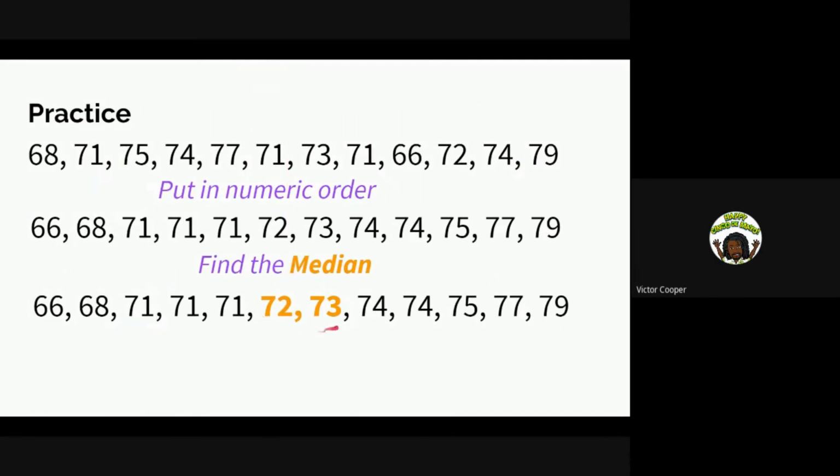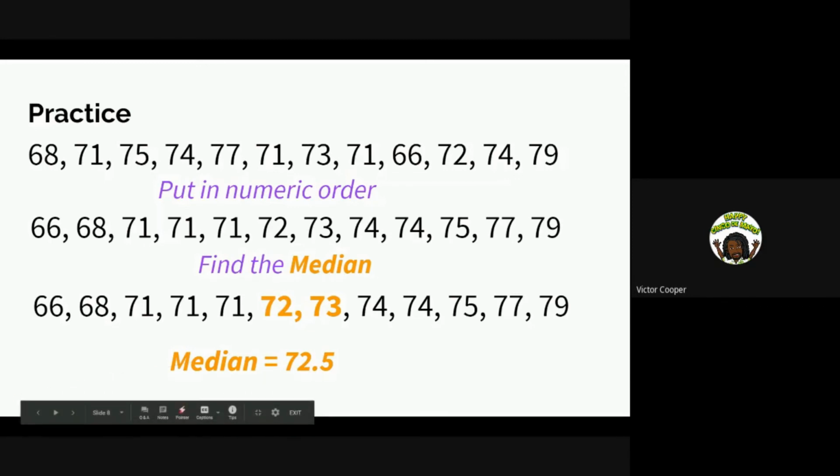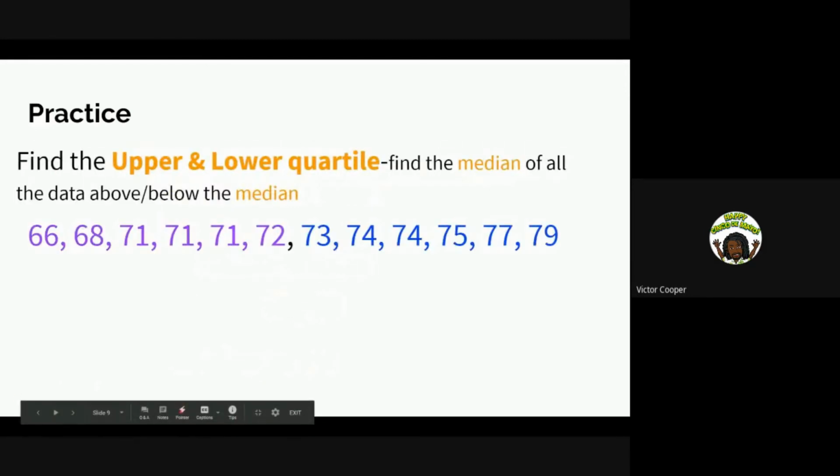So when there's two numbers in the middle, what we're going to do is take the average of those two numbers. 72.5. Okay, so we got our median. We start off with the first number. Okay, now upper and lower quartiles. What we're going to do is this purple set of numbers is our lower numbers, and the blue are our higher. And this is what we're going to use to figure out our lower and upper quartiles.